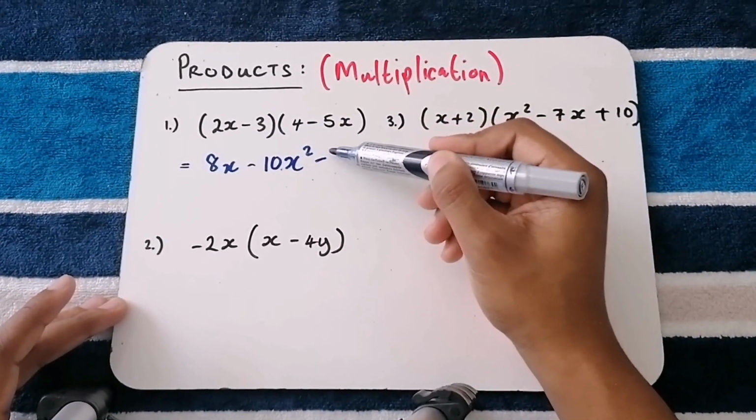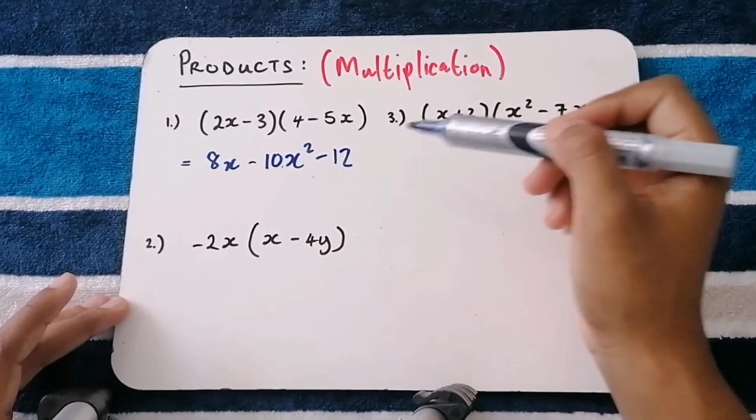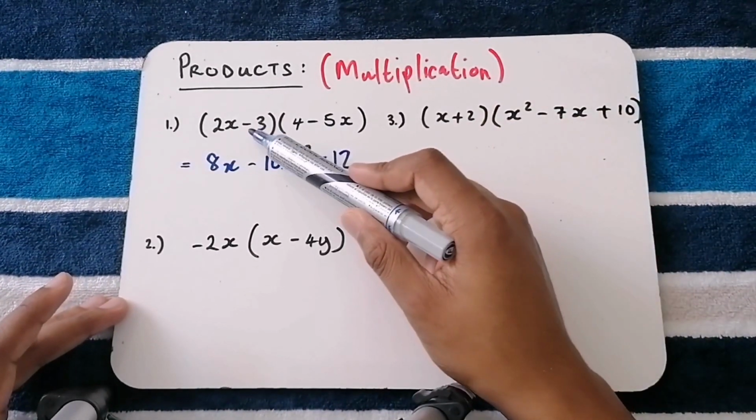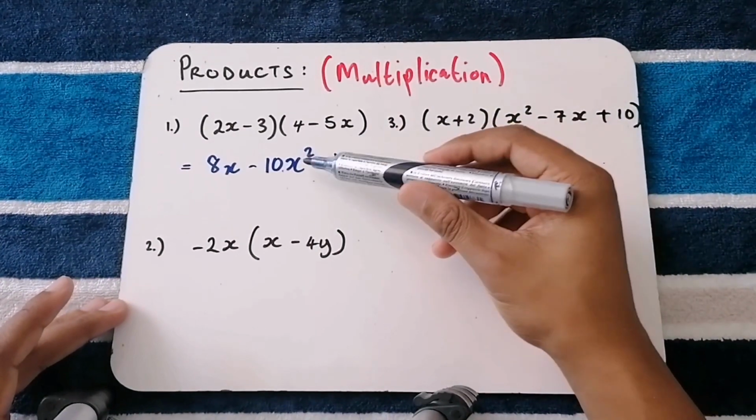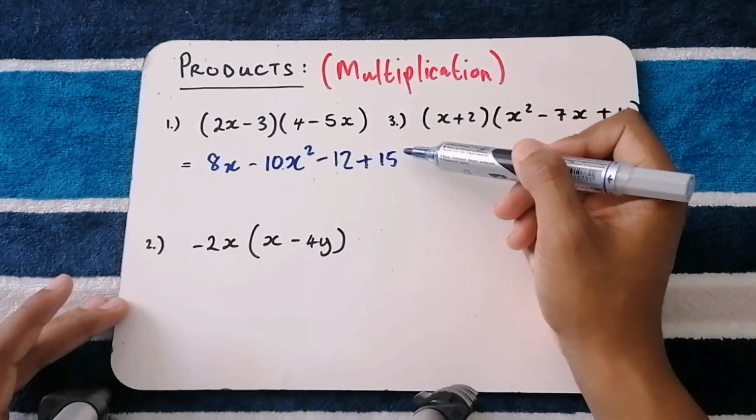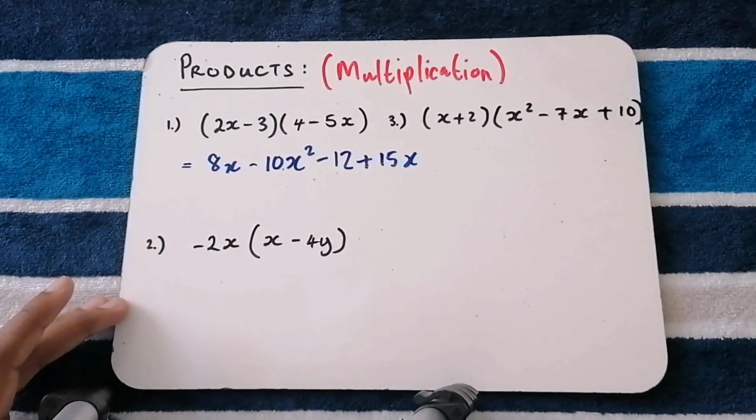Negative 3 times 4, that's negative 12. And then lastly, negative 3 times negative 5x. We know a negative times a negative is a positive, so this is positive 15x.